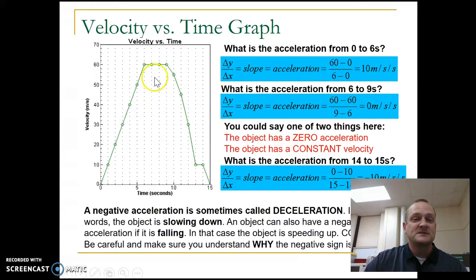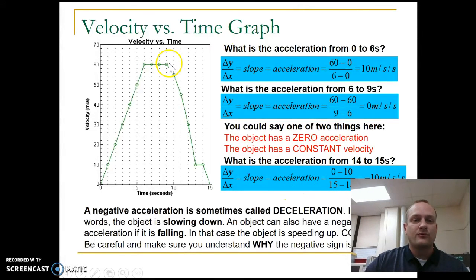What is the acceleration from 6 to 9? Well, from 6 to 9, I'm looking at from here over to here. The acceleration is 0, right? It's not accelerating. So what can we say about that? An object that has 0 acceleration is going to have a constant velocity. Acceleration is a change in velocity over time. So if there's a 0 acceleration, the velocity is constant.